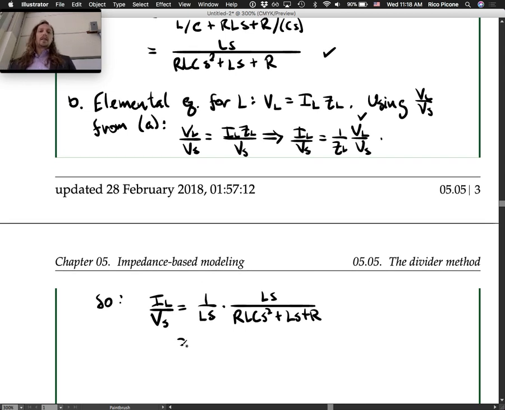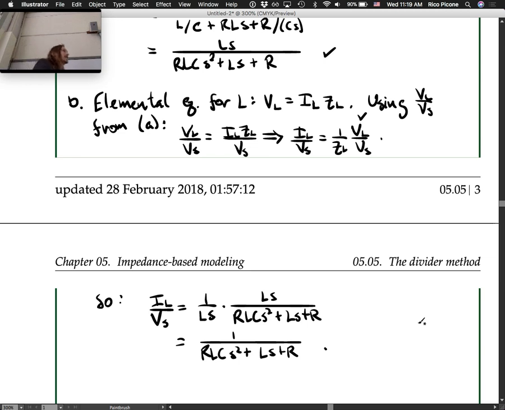The LS's cancel, and we're left with 1 over RLC S squared plus LS plus R. That's our answer. So we can leverage the other solution here for a variant on the shortcut, right?